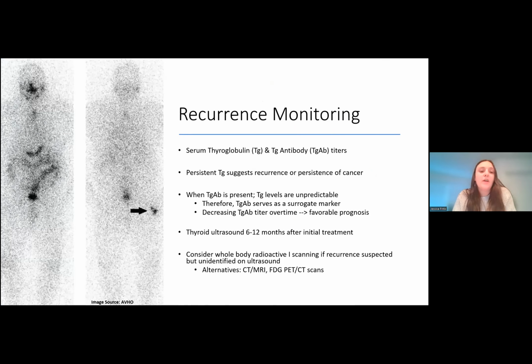And so if you have a patient who's had thyroid cancer and has had surgical removal, then the next steps are really to think about how you are going to monitor them for recurrence, or what's going to be your surveillance approach. Typically this is done with serum thyroglobulin or thyroglobulin antibody. You're going to use serum thyroglobulin overall; if it's persistently elevated or present, that is concerning for recurrence or persistence of the disease. The only time you would actually use thyroglobulin antibody is if it's present.